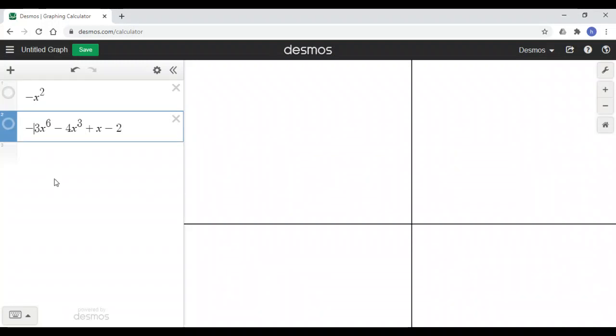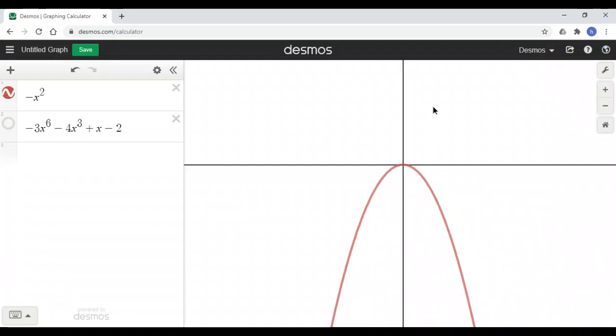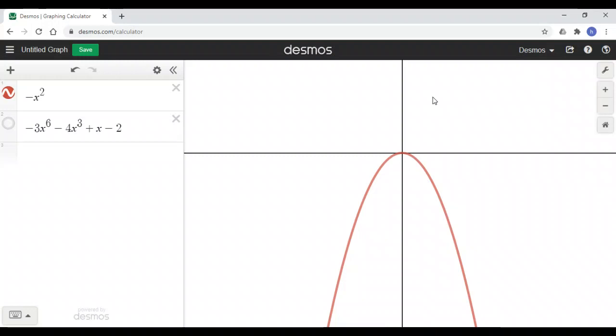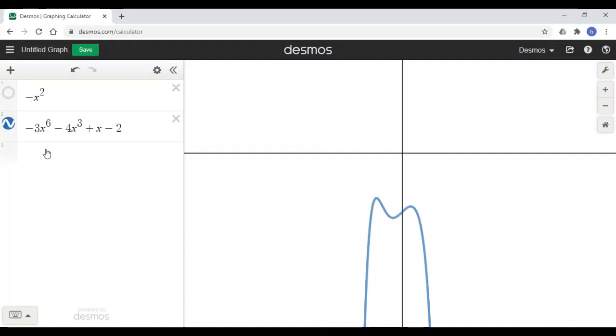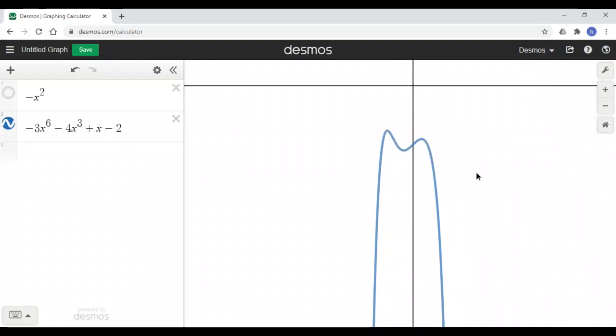So now let me show the graph of the first one. This time we have a parabola that points down for the minus x squared function. Then let's quickly turn that off and turn the other graph on. The graph for minus 3x to the 6 minus 4x cubed plus x minus 2 is this blue one right here. Now we can put the two graphs together and see what they have in common.